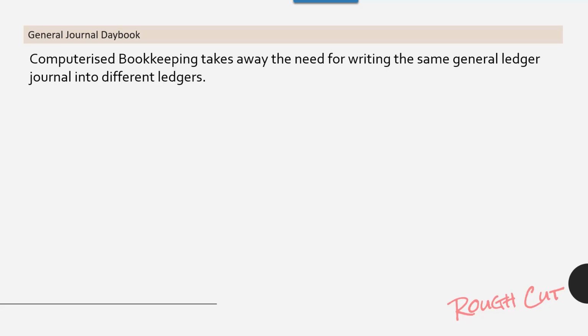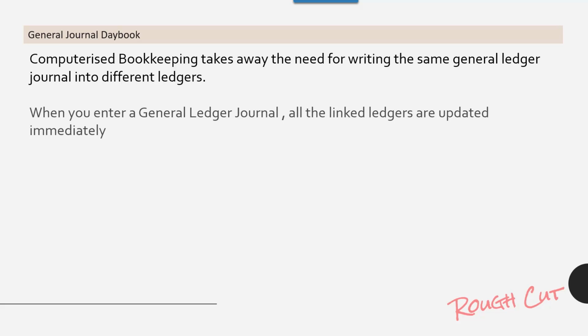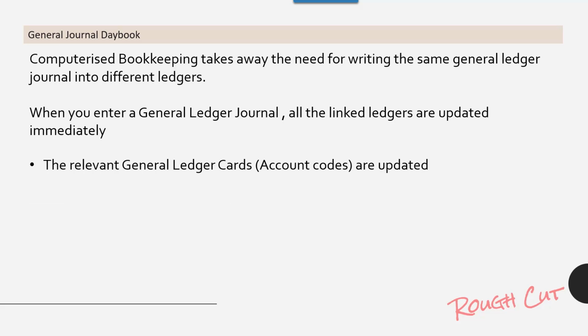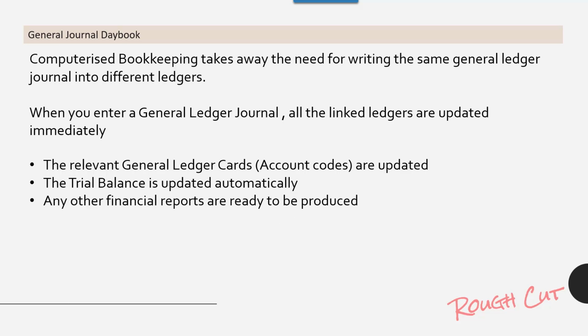Computerised bookkeeping takes away the need for writing the same general ledger journal into different ledgers. When you enter a general ledger journal, all the linked ledgers are updated immediately. The relevant general ledger cards account codes are updated. The trial balance is updated automatically. Any other financial reports are ready to be produced.